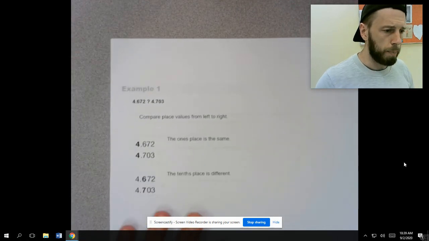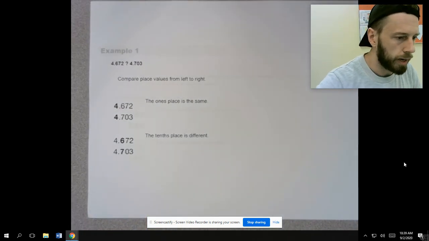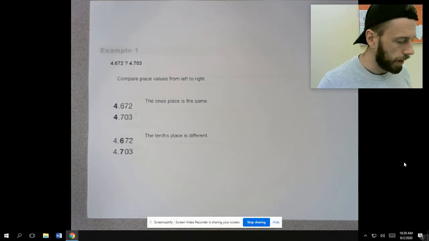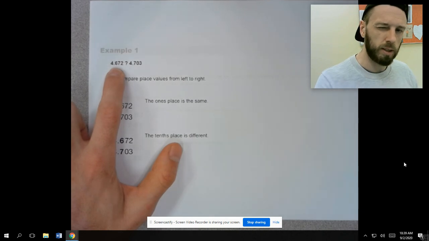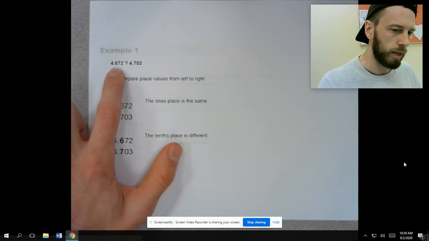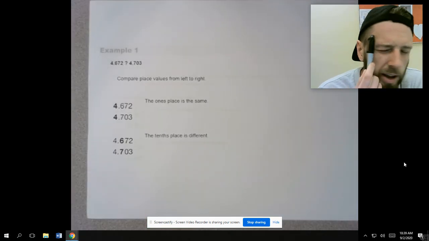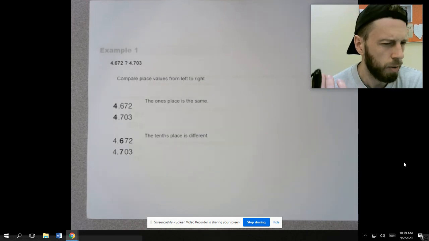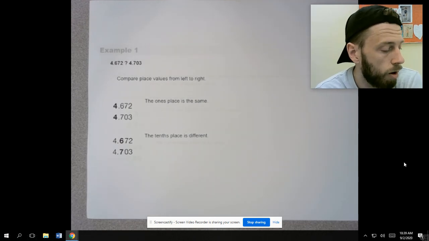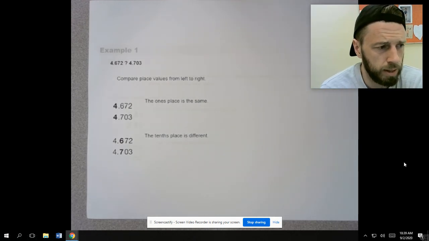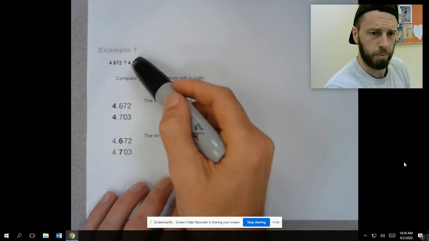So let's do a couple of comparing and ordering problems here real quick. Do some examples, and then you guys should try them on your own, okay? The first one here is comparing 4.672, which we would say properly as 4 and 672 thousandths, compared with 4 and 703 thousandths. If you just say the number, you know which one's bigger, because 703 thousandths is more than 672 thousandths. So we probably already know that this one's going to be bigger.